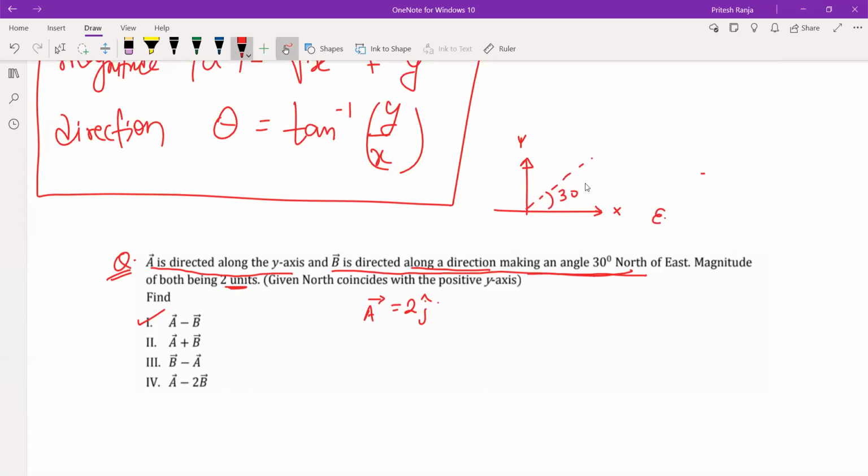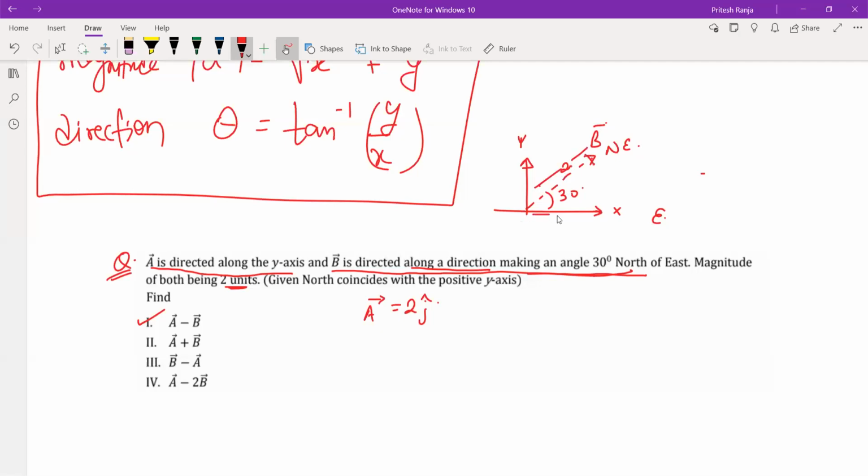So this one is 30 degrees, right? This is north of east. We have seen the difference between north of east and east of north multiple times in the last class. So this is the B vector that is given. The magnitude is 2. So how can I write the B vector in terms of i and j?